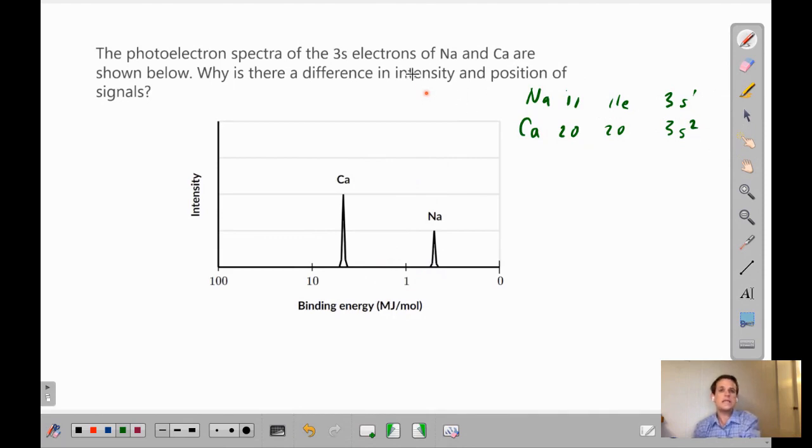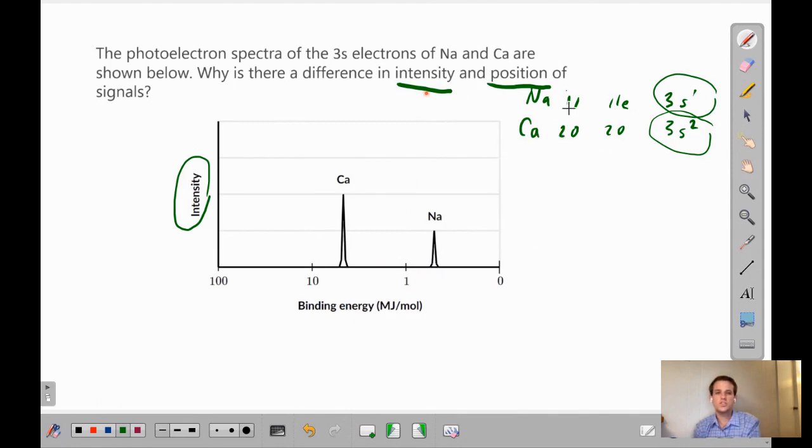The question says, why is there a difference in intensity and position of the signals? Well, first up, the intensity makes sense because in calcium we have two 3s electrons, and in this one we only have one. So that's why it's twice as big. Now the second part is, why is there a difference in position of those signals? Well, what else is different about these?